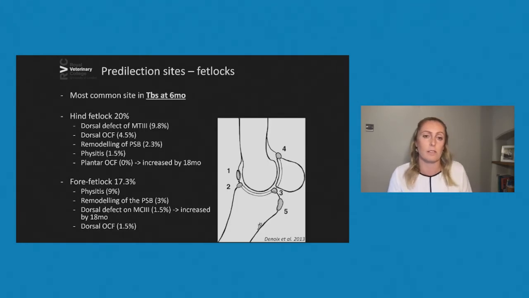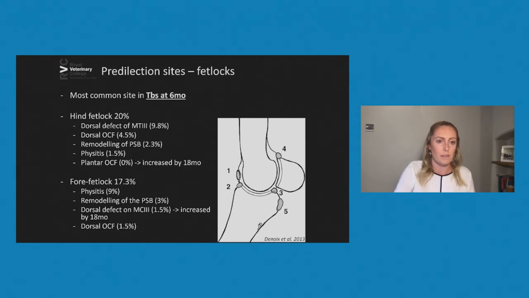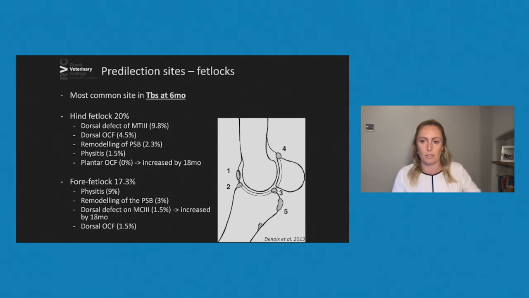So moving on to predilection sites in the fetlock. A recent study looked into common sites in both the front and hind limb fetlocks, and found that hind fetlocks were more commonly affected with a dorsal defect of the third metatarsal bone. This was the most common finding, followed by dorsal fragments. The OCF in this slide describes osteochondral fragmentation, so fragments, whereas the dorsal fragments were found in a lower number in the fore fetlock.